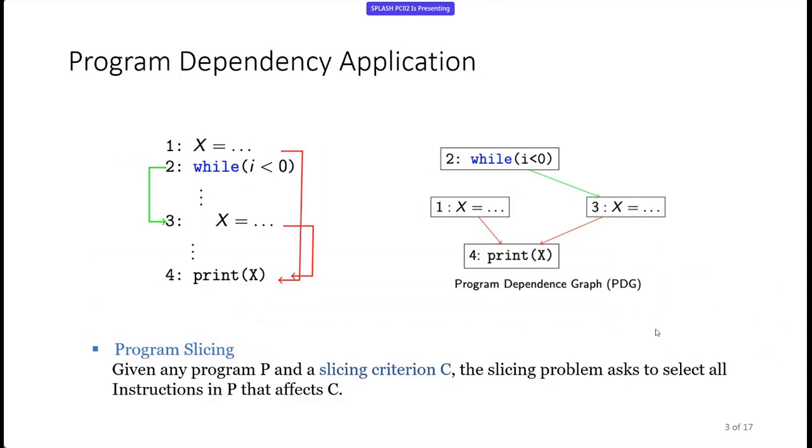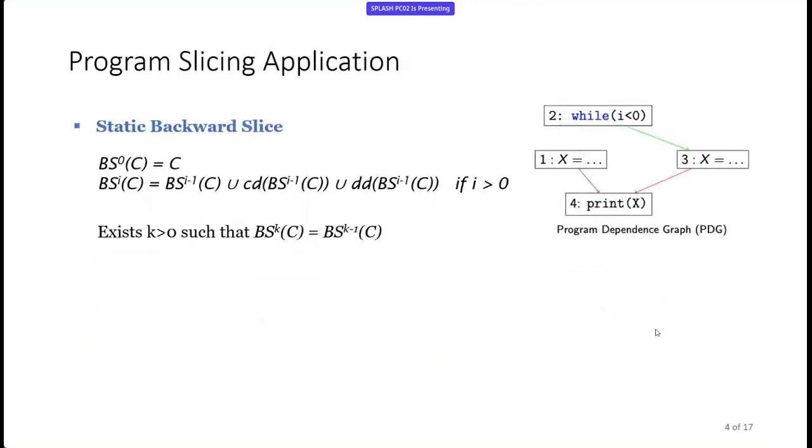Once we have these data and control dependencies pre-computed, we can formulate static backward program slicing by a fixed-point computation with these two equations. Given a slicing criterion C, initially the backward slice contains only C. Then in every successive iteration, we compute more and more of the control and data dependencies and include them in the backward slice. These equations reach a fixed point because the set of control flow graph nodes is finite.